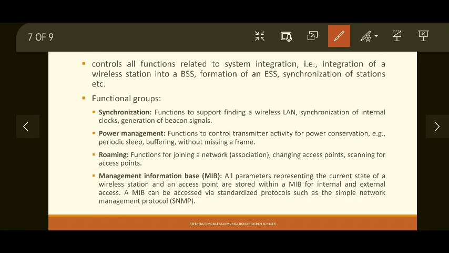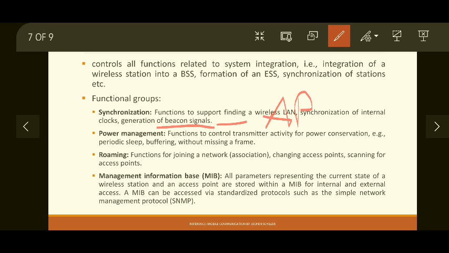Then third is the generation of beacon signals. That is also part of the synchronization functional group. Beacon signals are those signals which are sent by the access point to alert all the stations about the availability or presence of the access point. So the access point announces its presence by using beacon signals. This is the first functional group.